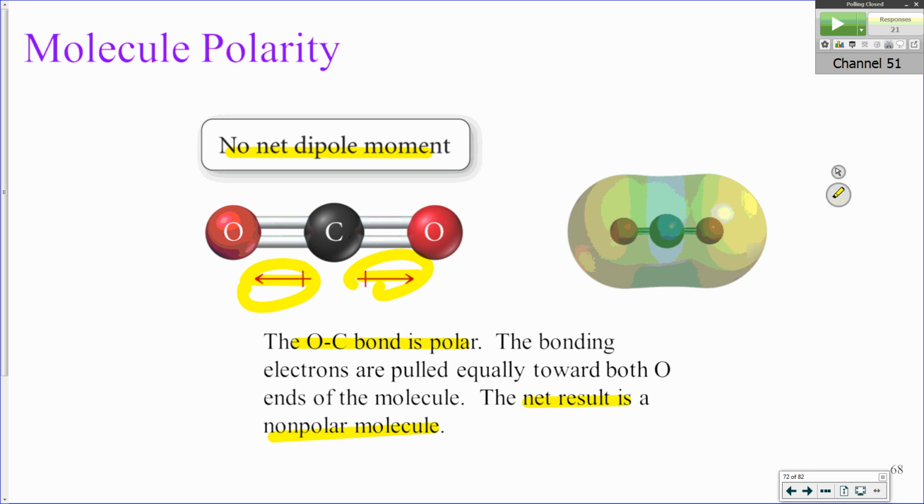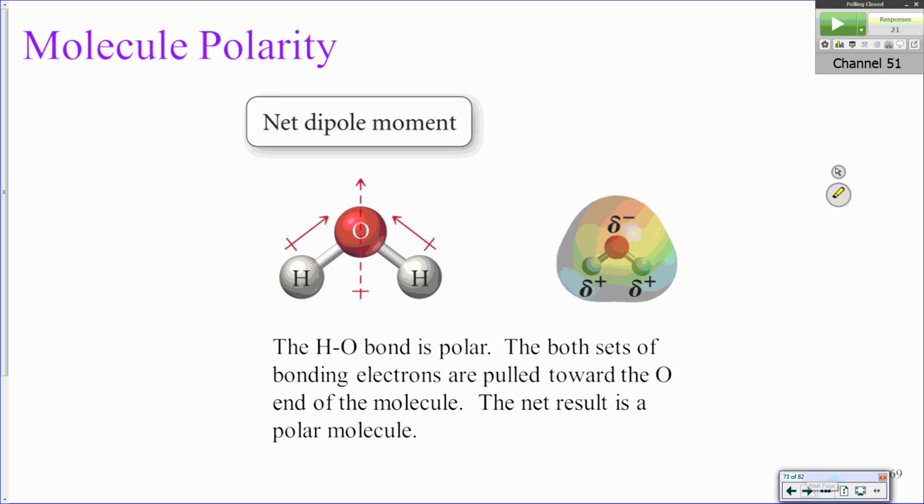The thing to look for is symmetry. So are all the atoms the same? Is there an equal alignment among things, whether it be in a linear shape or a trigonal planar or something that allows everything to cancel each other out?